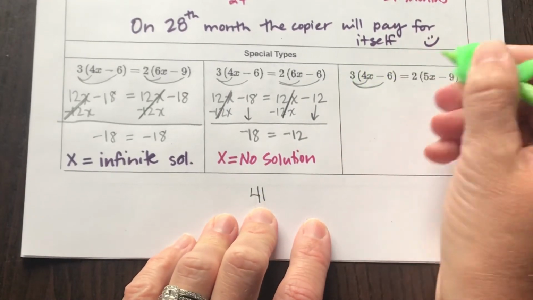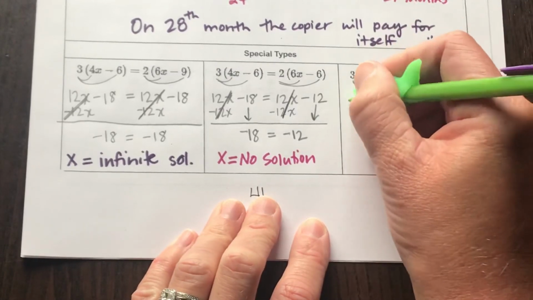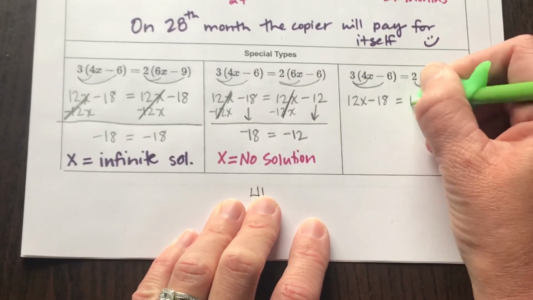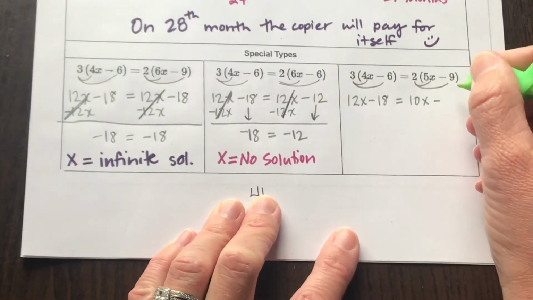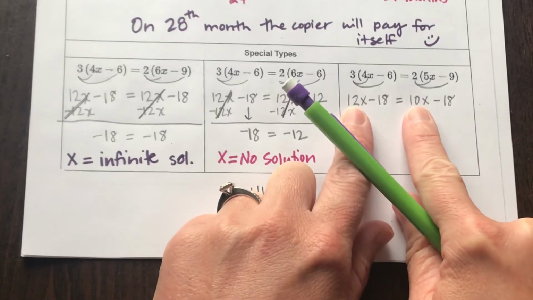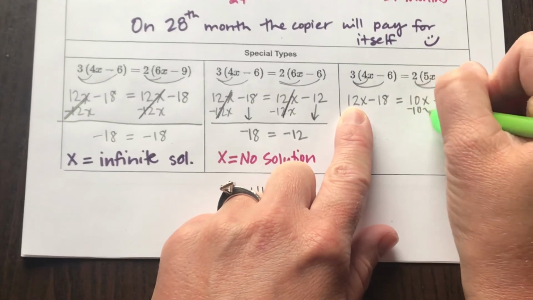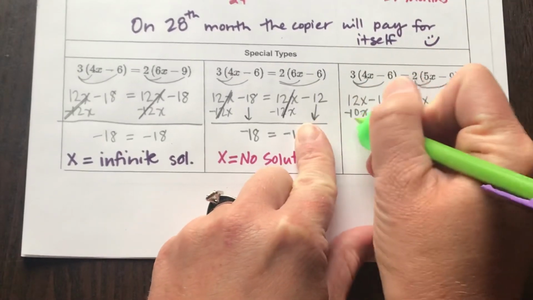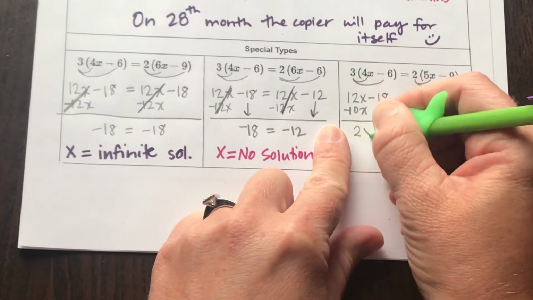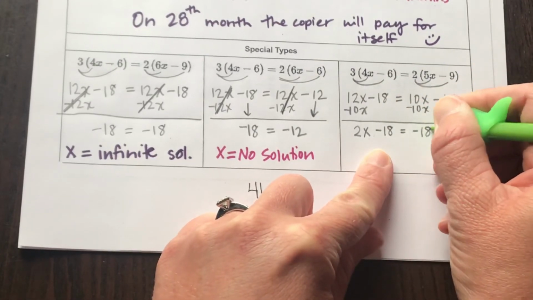If I distribute the 3 on the left side and the 2 on the right side, my new equation will be 12x minus 18 is equal to 10x minus 18. Now as I'm looking at my variables, I'm going to move the smaller coefficient variable term. So I'm going to subtract the 10x on both sides of the equal sign. When I simplify, I will have 2x minus 18 is equal to negative 18.